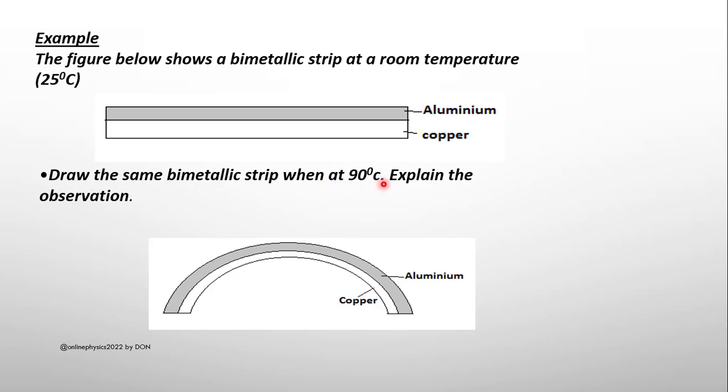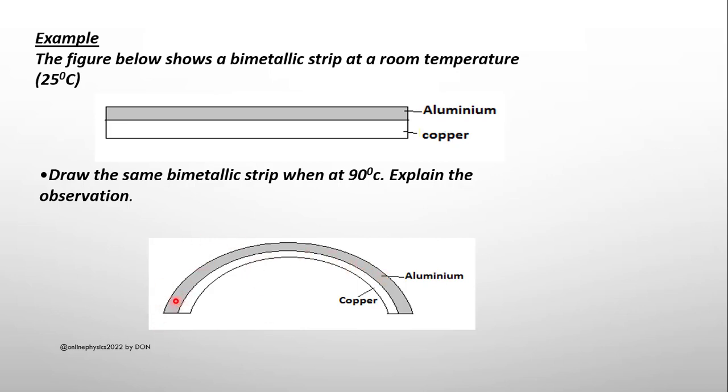90 degrees, that is far beyond room temperature. Therefore, it means that it has been heated. This bimetallic strip will be heated. As we saw earlier in the table of linear expansivity, aluminium has a higher linear expansivity than copper. Therefore, when heated, aluminium will expand at a higher rate than copper.